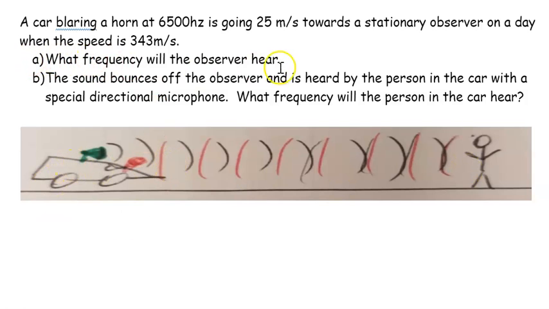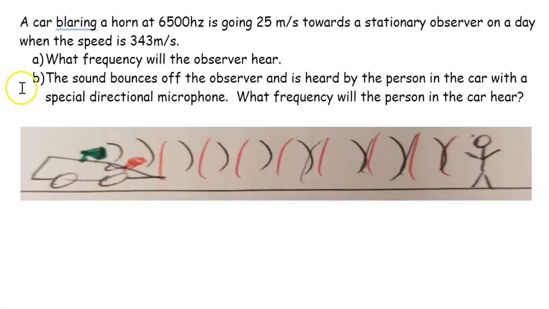So that's A, just a regular Doppler, plug and chug those equations, very straightforward. So I'm going to call that initial, if nothing was moving frequency, F0. And I'm going to hear the frequency that this person hears to be F1.